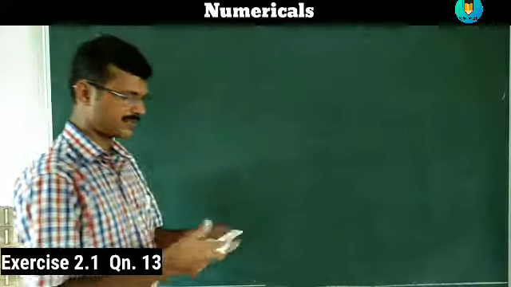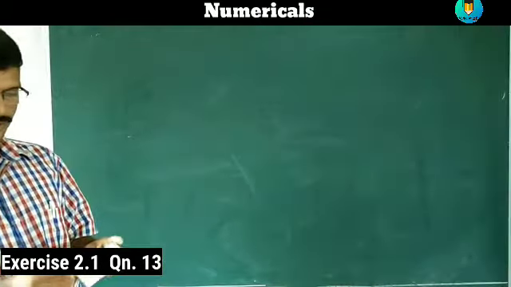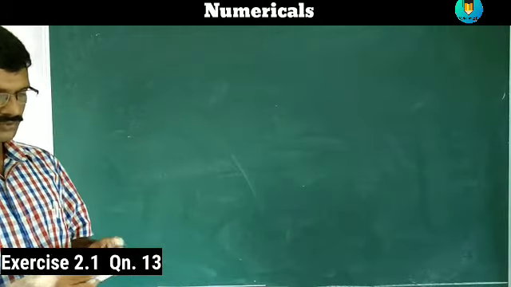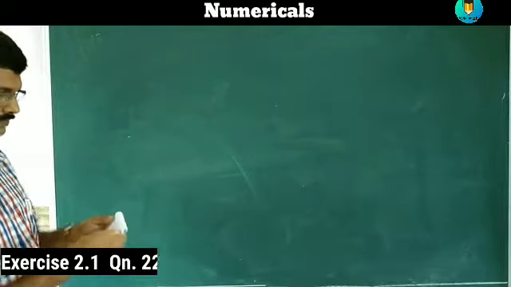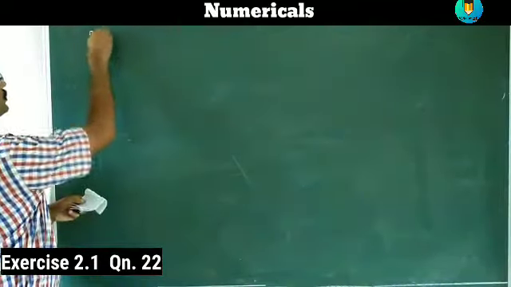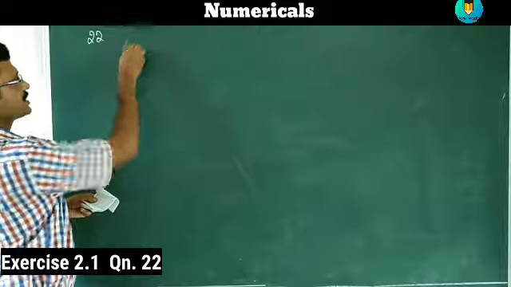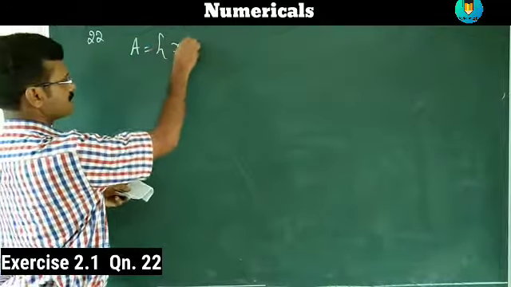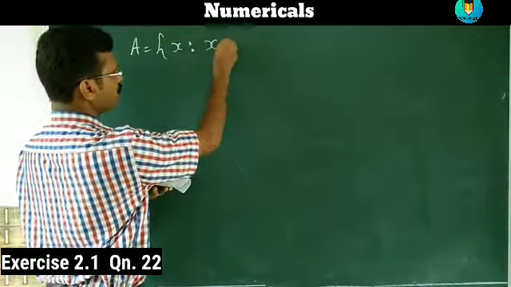So this is question number 11, and that was question number 13. Now we will do question number 22. Question number 22. Here A is given, set of X such that X belongs to W.